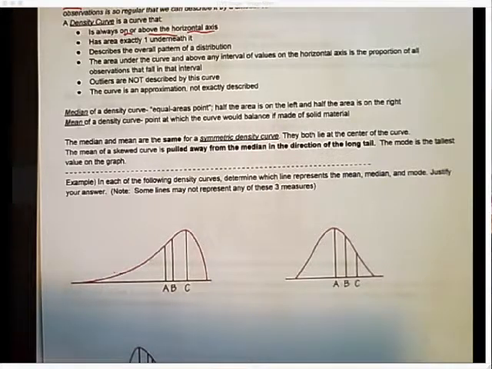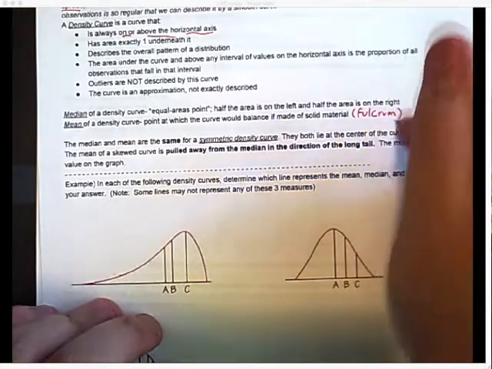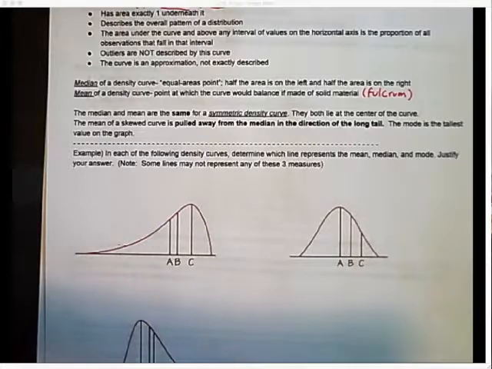All right. So thinking about density curves, the median of a density curve is the equal areas point. Half the area is on the left, and half of the area is on the right. And the mean of a density curve is the point at which the curve would balance if made of solid material. It's basically like a fulcrum. It tells us here that the median and mean are the same for a symmetric density curve. They both lie at the center of the curve. The mean of a skewed curve is always pulled away from the median in the direction of the long tail. And the mode is the tallest value on the graph.